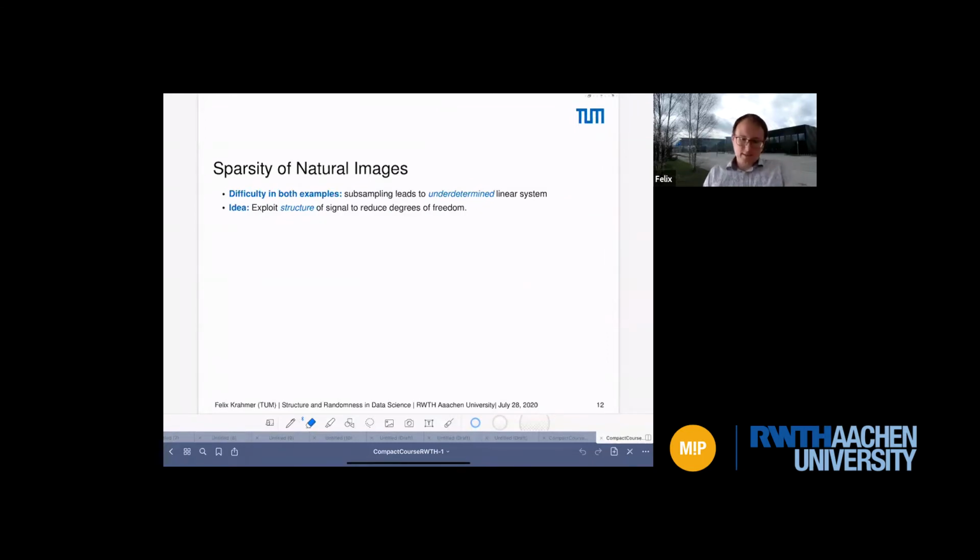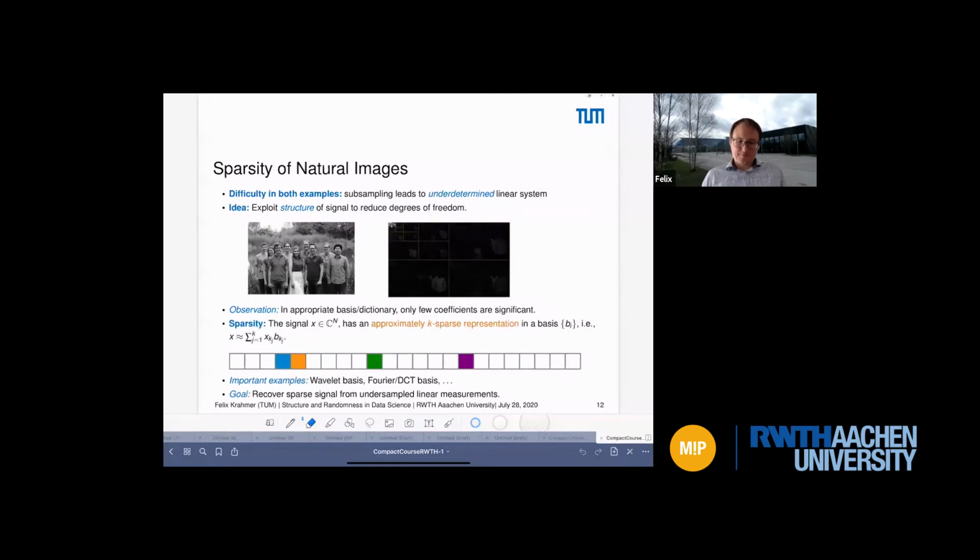The difficulty in both examples is, as already sketched in the introduction, that subsampling leads to an underdetermined linear system. So we need to somehow exploit the structure to reduce the degrees of freedom. And it has already been spoilered in the beginning that one particular way that can be useful in this context is sparsity. Namely, here I've taken a picture of my research group. If you do, in this case, a wavelet transform on the right-hand side, you see that most of the pixels, I didn't do it to the full resolution, but you can see that many pixels in this wavelet representation are black.